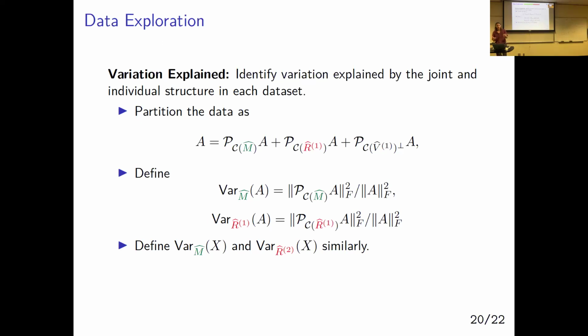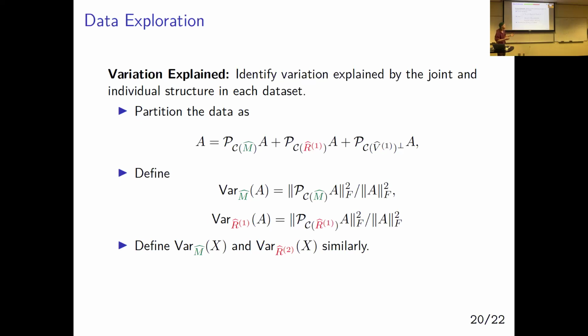And then just like in PCA, if you want to quantify how much variation in the network is explained by the joint, you just take that part, and then find the Frobenius norm squared. So the variation there divided by the total variation in the network would give you the proportion of variation explained in the network from the joint components.